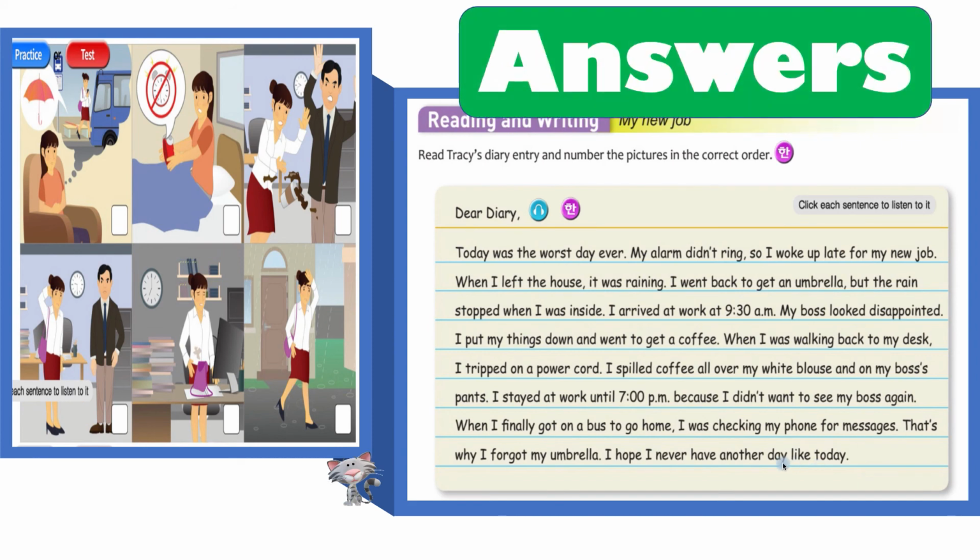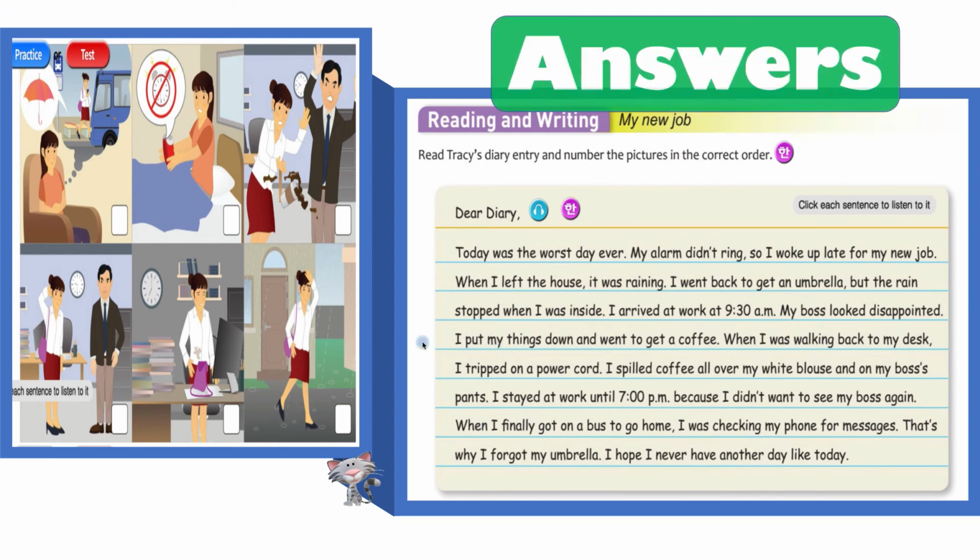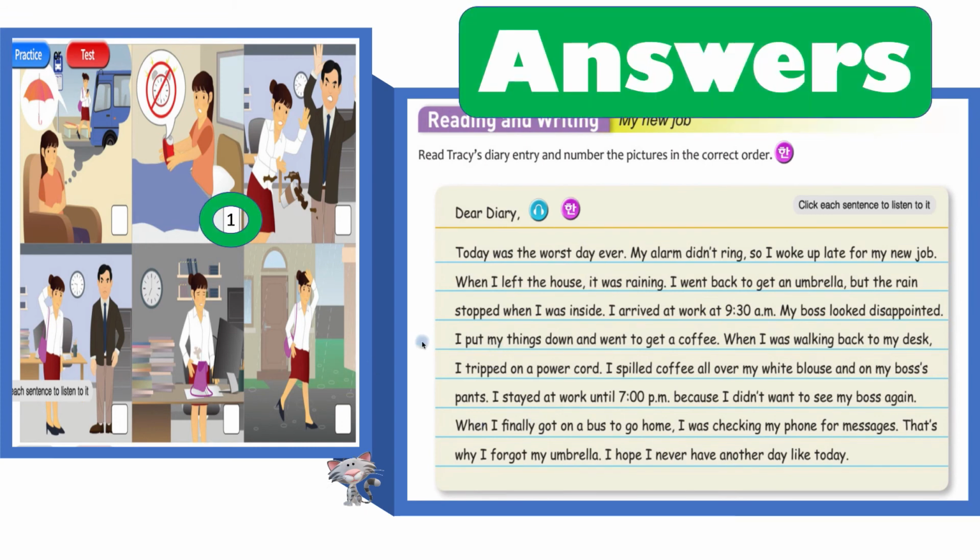So let's check some answers. Which picture was number 1? The one in the middle of top. Yeah, that should show 1. Very good, Young-hee. Yes, the one at the top. And number 2? Number 2 is the bottom right. Very good. Yes, in the rain. It was raining as she left her house.